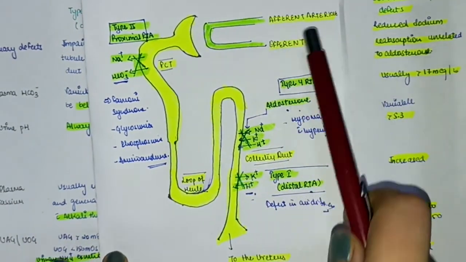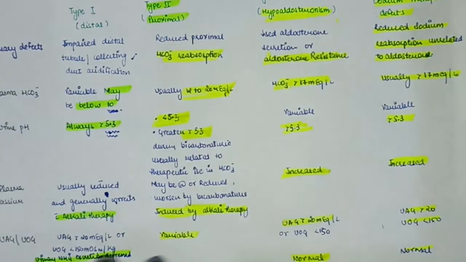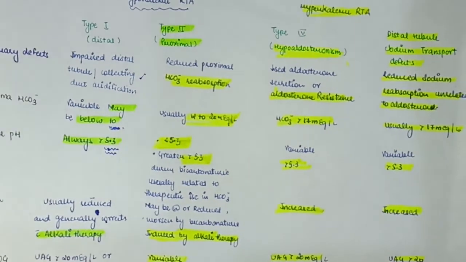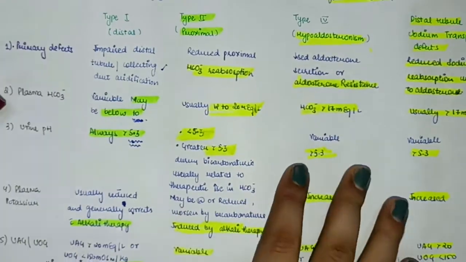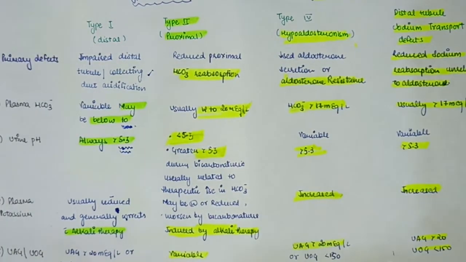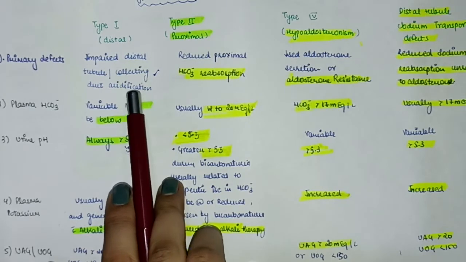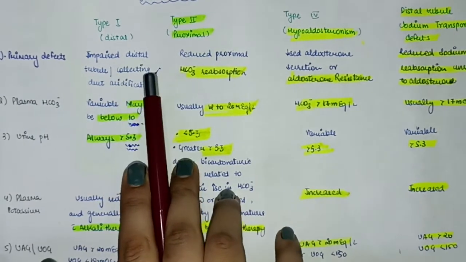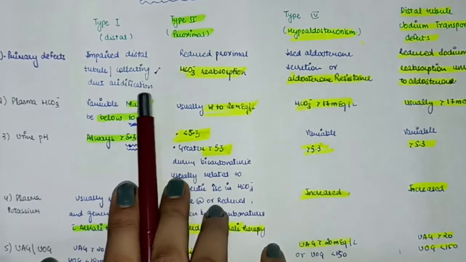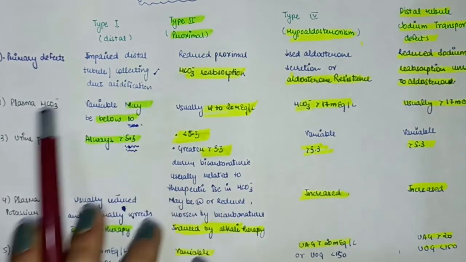Renal tubular acidosis is an example of normal anion gap metabolic acidosis. So quickly moving to the important differences between these four RTAs. First let's talk about type 1 RTA. In type 1 RTA, as we have already discussed, the primary defect is impaired distal tubule and collecting duct acidification. There is a defect in hydrogen ion secretion in type 1 RTA.